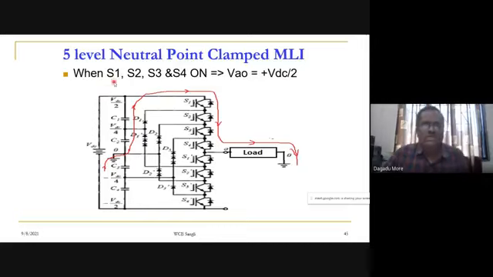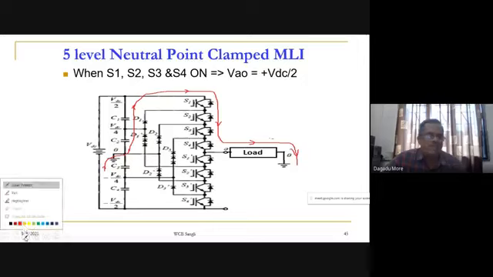This is the case I am showing here: S1, S2, S3, S4. Upper 4 devices are on. Then this point A is coming at the positive DC rail, and positive current will come from the positive rail, through these switches S1, S2, S3, S4 it comes to A, and from that it goes to the load. So these two capacitors, C1 and C2, will supply the energy whenever S1, S2, S3, S4 are on.